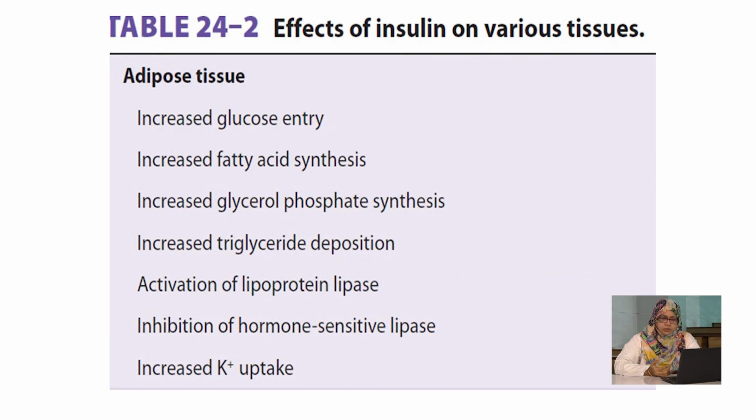Now, we are going to see the effect of insulin over various tissues. First, on adipose tissue: it increases glucose entry into the cell, increases fatty acid synthesis, increases glycerol phosphate synthesis, increases triglyceride deposition, activates lipoprotein lipase, inhibits hormone sensitive lipase, and increases potassium uptake.